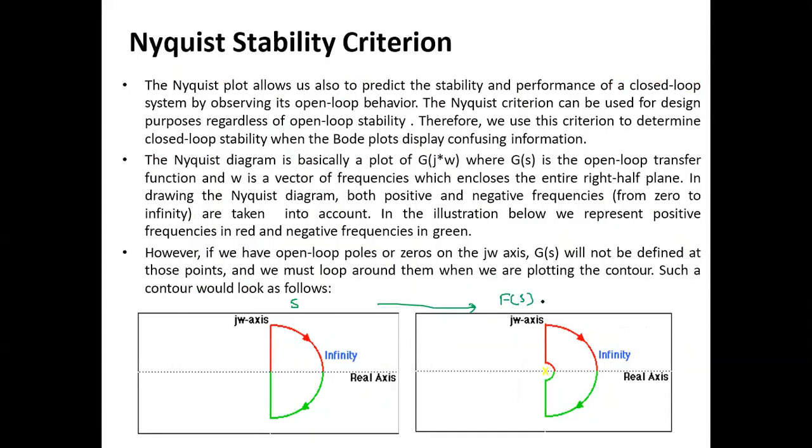where f of s indicates the poles of the closed loop system, but it discusses the stability of the open loop system. So through the open loop system poles and zeros, it will discuss the stability of the closed loop system. So f of s is nothing but 1 plus g of s into h of s. By this open loop system stability, it will discuss what is the stability in the f of s domain. That's it.